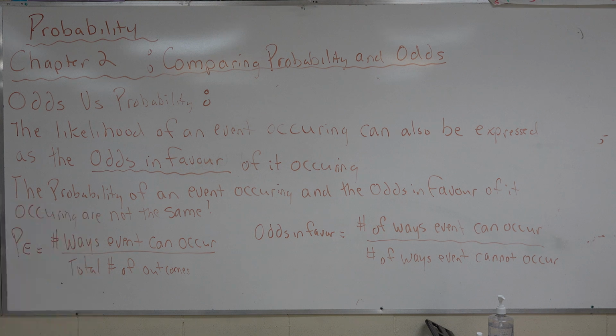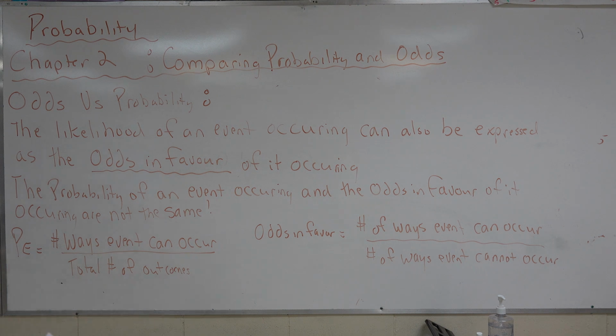So, odds versus probability, on page 2 of your notes. I've just summarized on the board what's in your notes, so if you can't see this, know that I've summarized what's in the notes you have on paper. Odds versus probability: the likelihood of an event occurring can also be expressed as the odds in favor of it occurring. The probability of an event occurring and the odds in favor of it occurring are not the same. Probability of an event occurring is the number of ways the event can occur over the total number of outcomes. Odds in favor is equal to the number of ways the event can occur over the number of ways the event cannot occur.